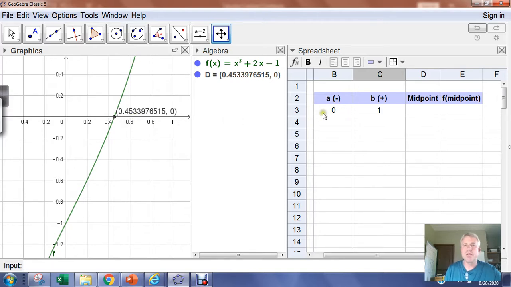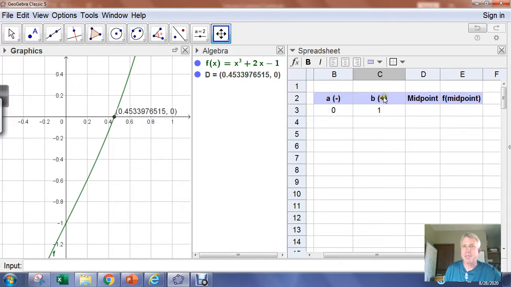And we found that when we plugged in, we had the interval from 0 to 1. So the interval from a to b, or 0 to 1, when we plugged in 0, we got a negative number. So I'm putting a negative sign right here to indicate that 0 generated the negative.